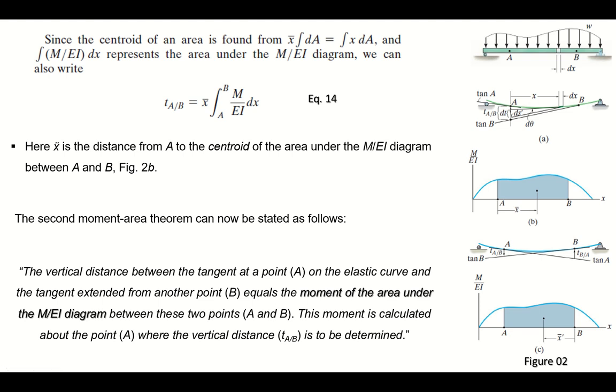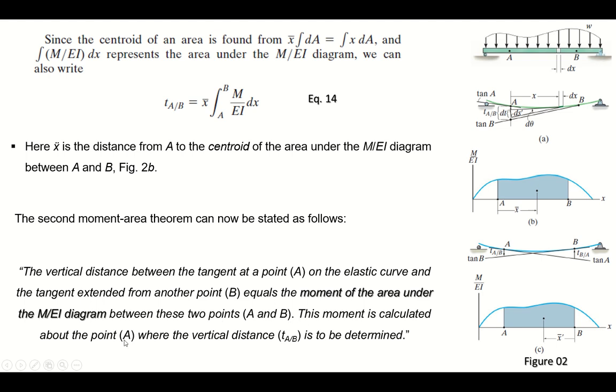So from here we can state the second moment area theorem, which says that the vertical distance between the tangent at a point A on the elastic curve and the tangent extended from another point B, right? This is tangent A and the point A, and this is the vertical distance with tangent B. It equals the moment of the area under the M over EI diagram. So previously when we were talking about the slope, it was equal to the area under the M over EI diagram, but here the deflection is equal to the moment of the area under the M over EI diagram between these 2 points, right?